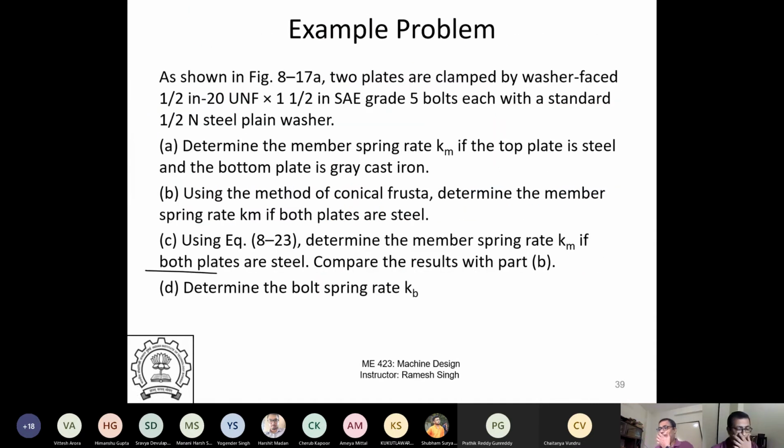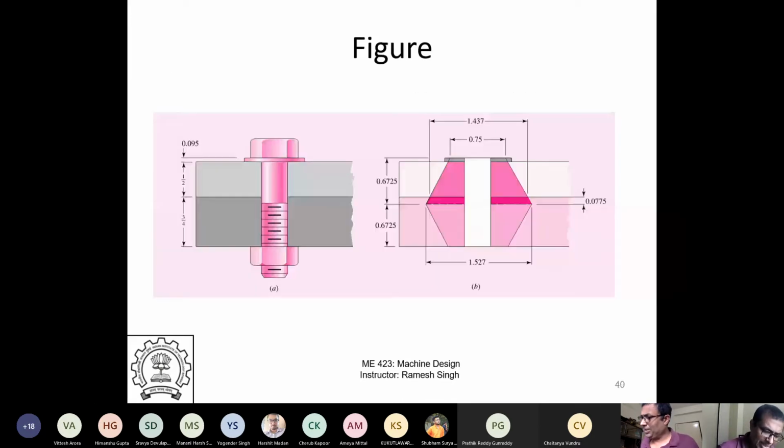Now I want to do this problem. Sorry, it looks like I'm not sharing. I want to do this problem. I say that there are two plates, and I'm joining these two plates. You notice the bottom one is cast iron, the top one is steel. I have a steel washer, and then I have a bolt.